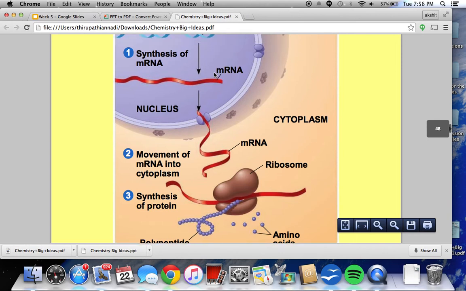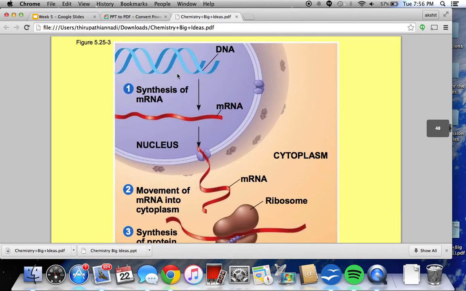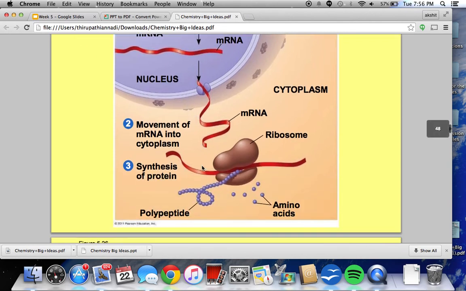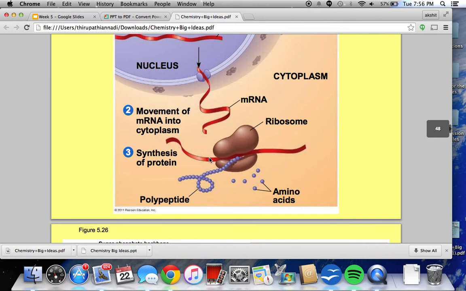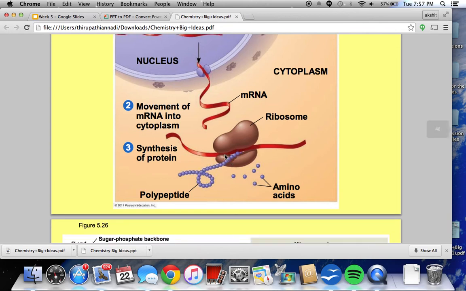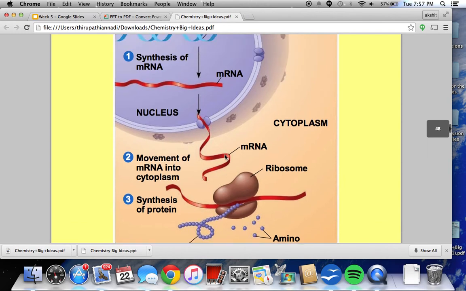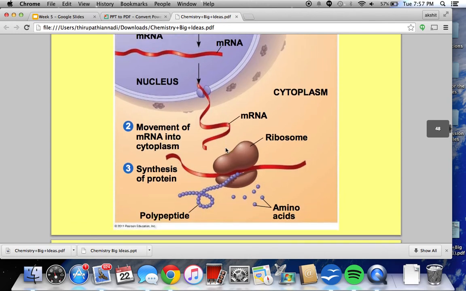So DNA is over here, and messenger RNA, mRNA, takes what's in the DNA, goes out of the nucleus, and goes into the ribosome, where it takes the information and makes the protein out of amino acids, which are the monomers of proteins. And I don't think you need to know much about this yet, but just know the basic process.